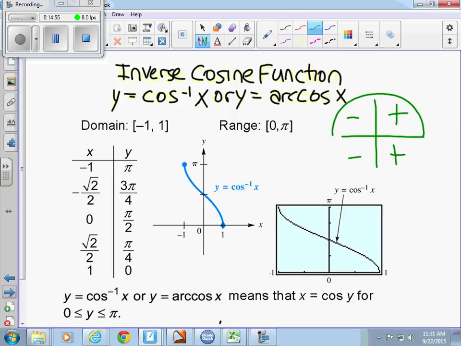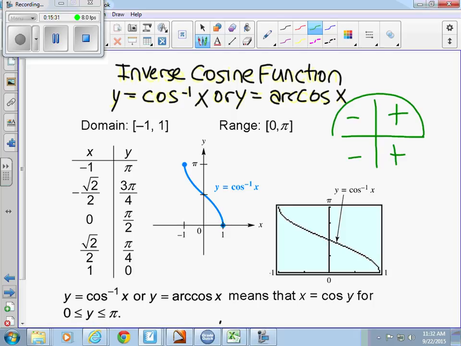The domain is still negative 1, 1. The range is 0 to pi. So, if you didn't believe me, if your calculator is still in degrees, do cosine inverse of 1/2. Give you a first quadrant answer, right? Do cosine inverse of negative 1/2. So it gives you 120 degrees. Second quadrant answer.